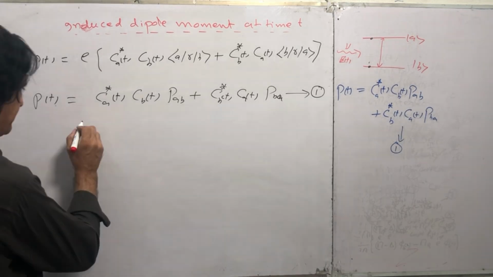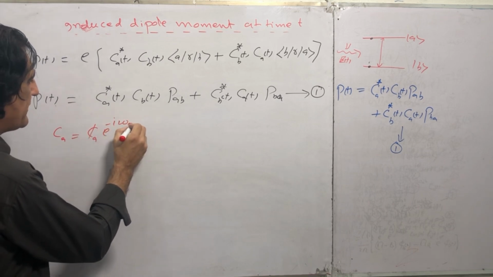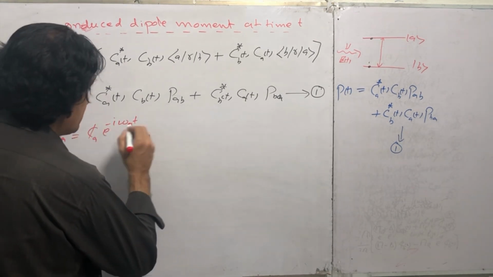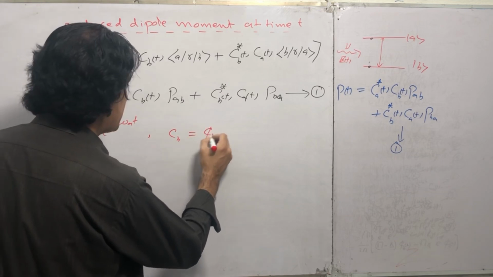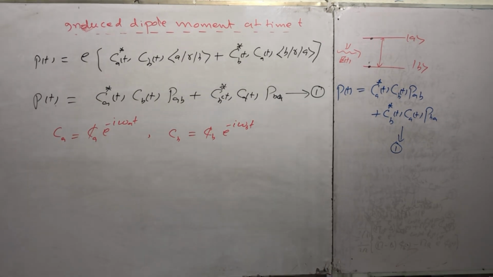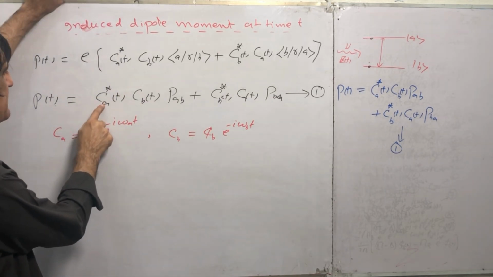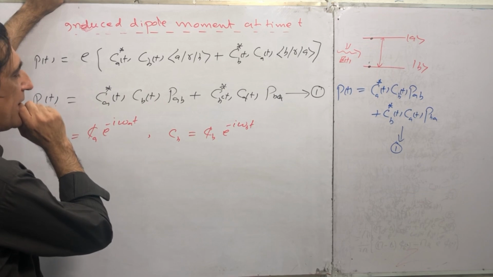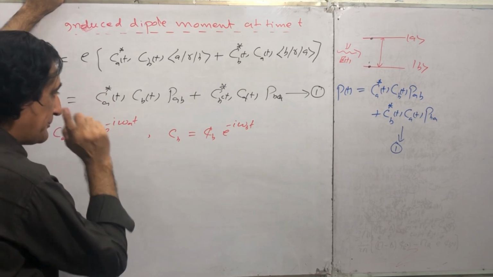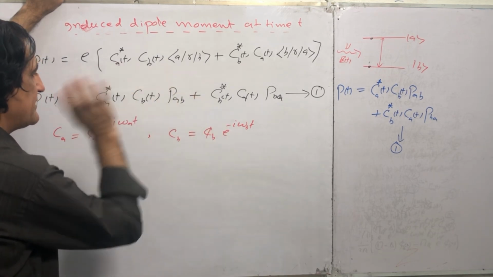We also know that C_A(t) is equal to C_A times e to the power minus i omega_A t. We know about this because this is a slowly varying amplitude. And C_B(t) is equal to C_B times e to the power minus i omega_B t. We already discussed this point. Here, in equation 1, we have the values C_A(t) and C_B(t), and here C_B* and C_A. So we must put the value of C_A like this and C_B like this into this equation.